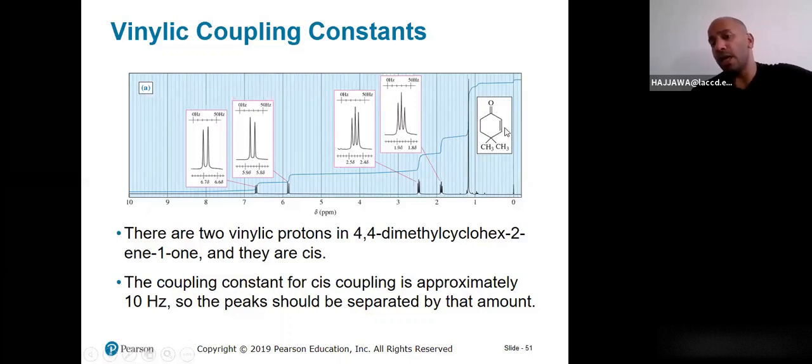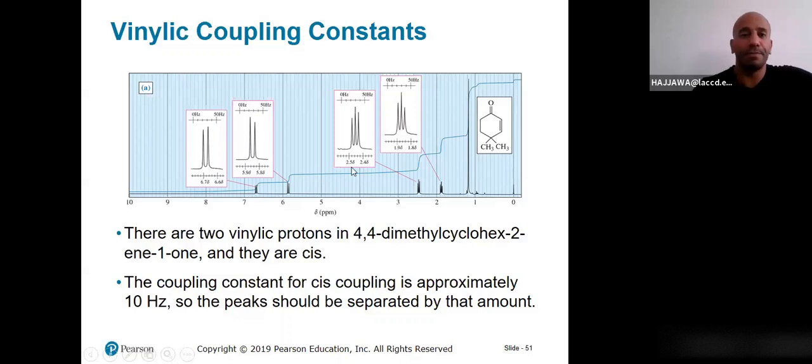Okay. How about the alkene? Each hydrogen is going to read the other. So that's why you're going to see a doublet and a doublet.